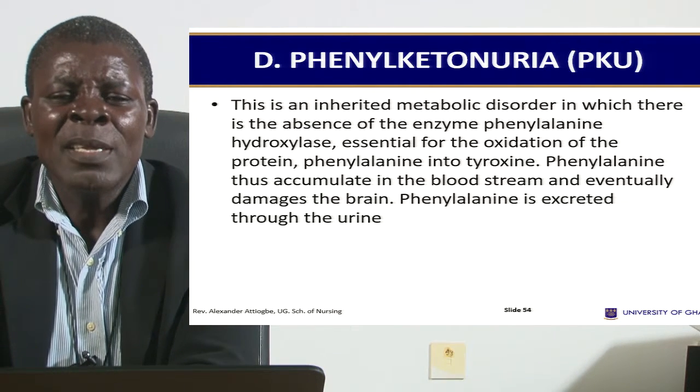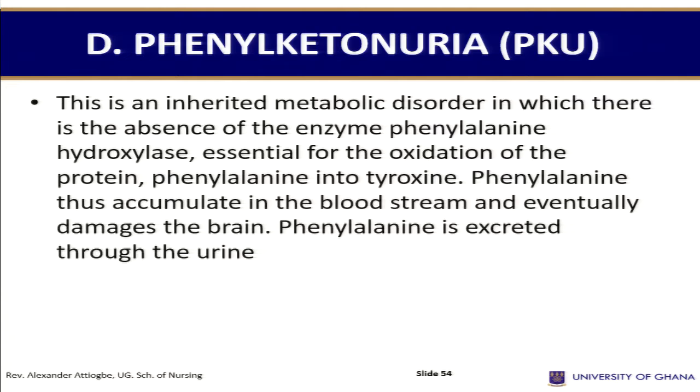And then we have phenylketonuria, otherwise called PKU. This is an inherited metabolic disorder in which there is the absence of the enzyme phenylalanine hydroxylase, essential for the oxidation of the protein phenylalanine into tyrosine. Phenylalanine thus accumulates in the bloodstream and eventually damages the brain. Phenylalanine is excreted through the urine.